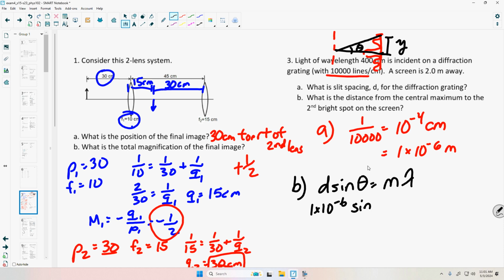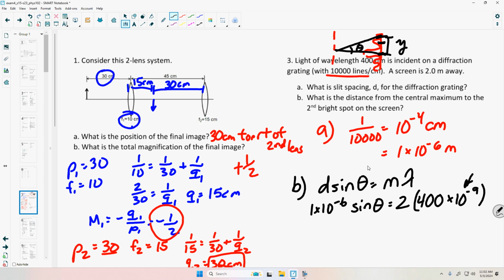Sine of theta equals m. That's the 0th order, 1st order, 2nd order. So m is equal to 2, the second bright spot on the screen, times the wavelength, which was 400 times 10 to the minus 9. Make sure you don't forget this too, that you have to convert those nanometers to meters.